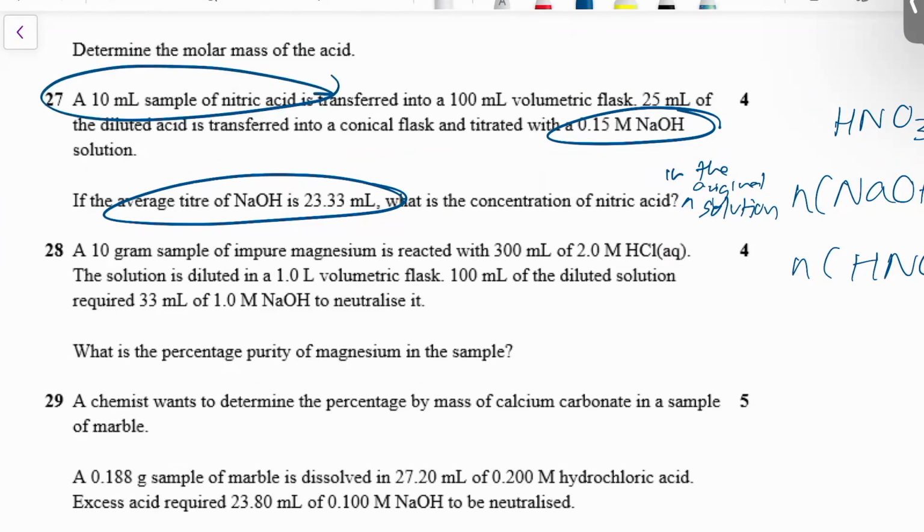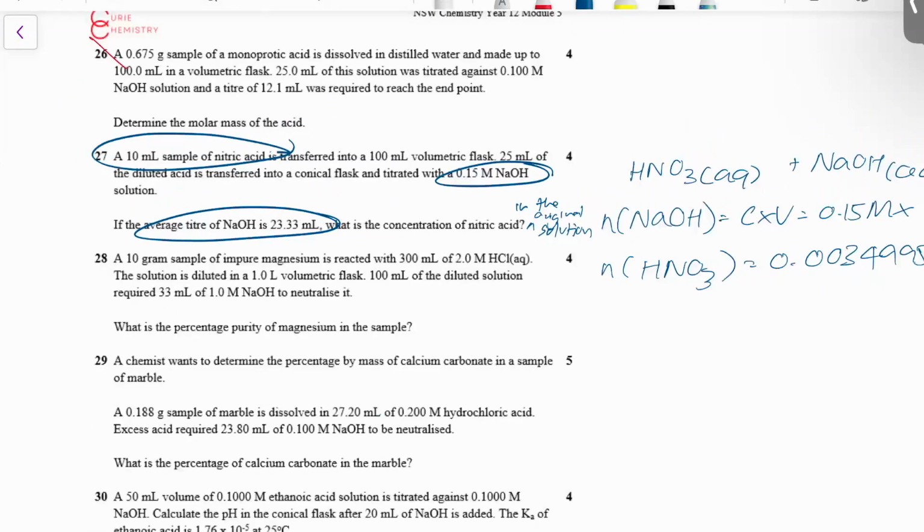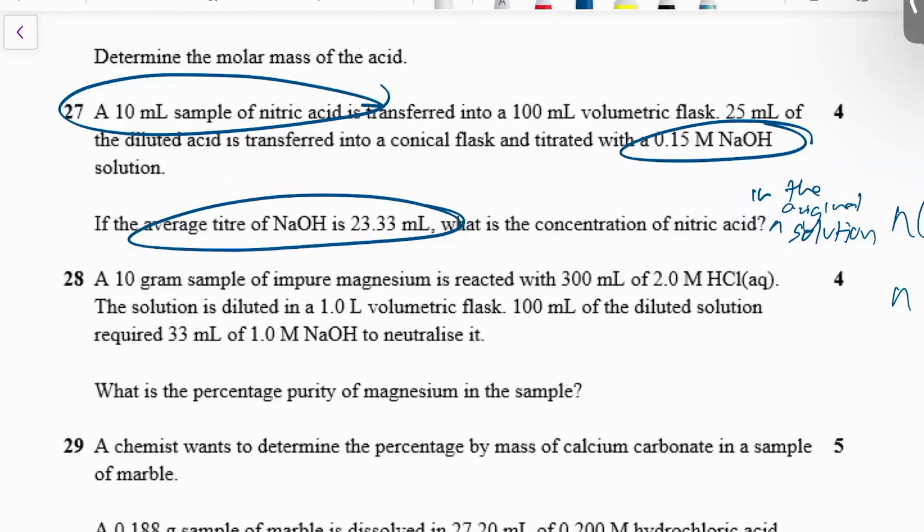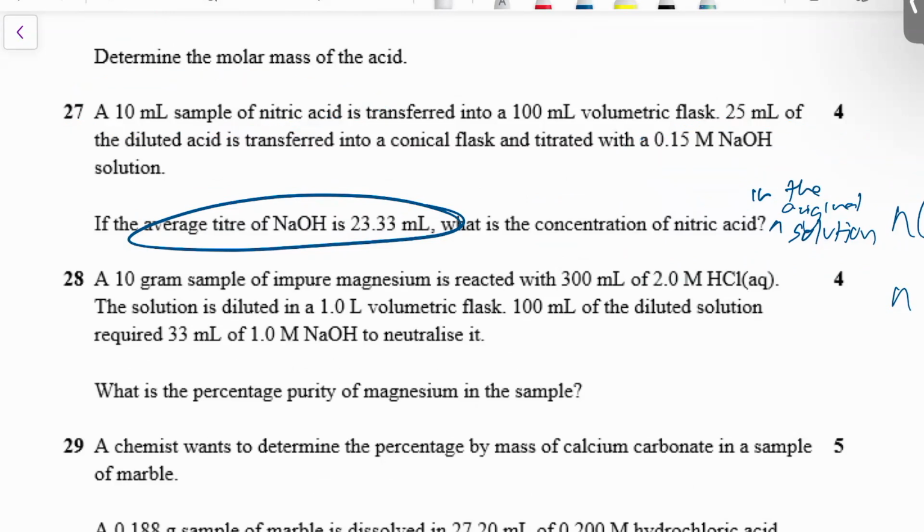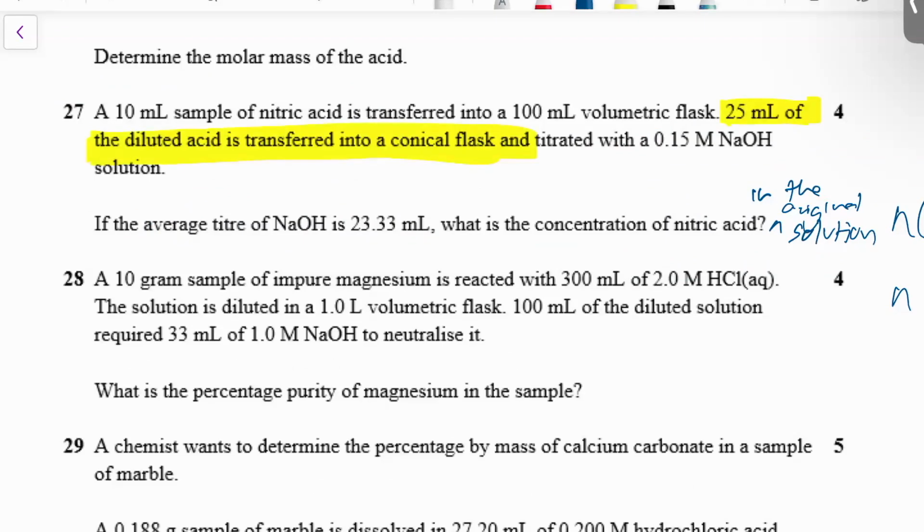It came from a 10 ml sample. The issue is I'm not in the context of the 10 ml sample. I'm in the context of the conical flask. If the 10 ml sample got put into the conical flask, great, but that's not the case here. What volume actually went into the conical flask to do the titration? The 25 mils, good. Read the question here. 25 mils of the diluted acid is transferred into the conical flask.